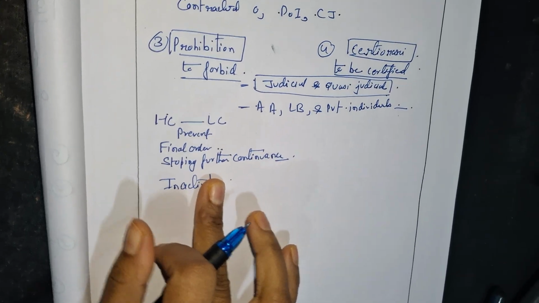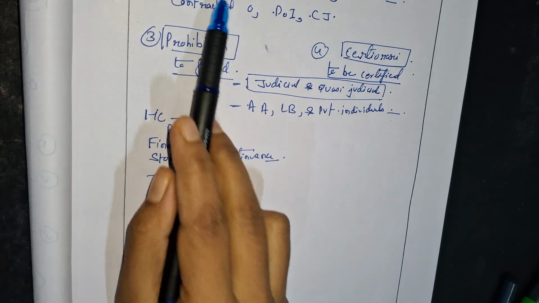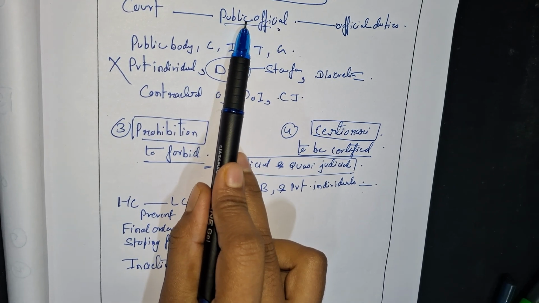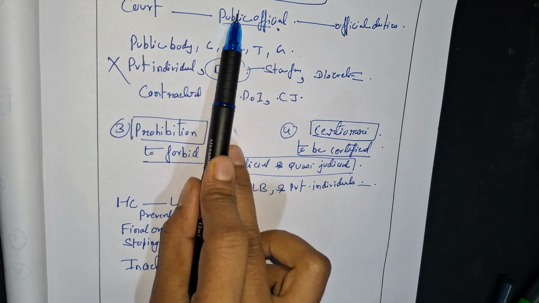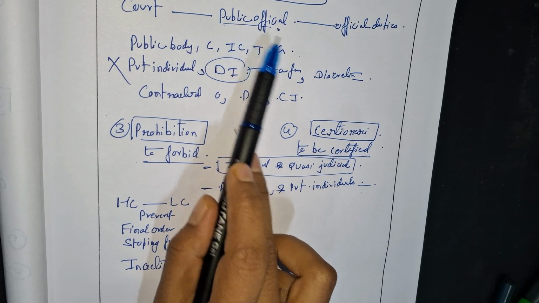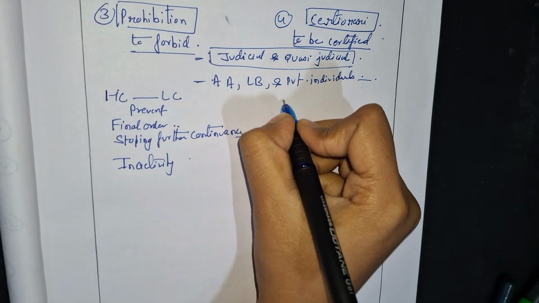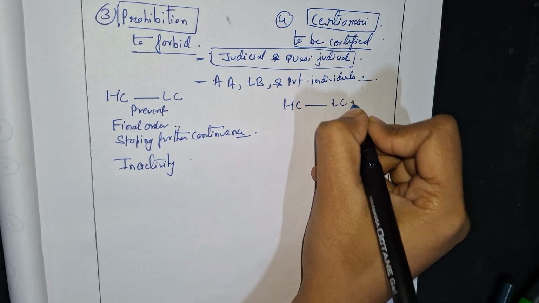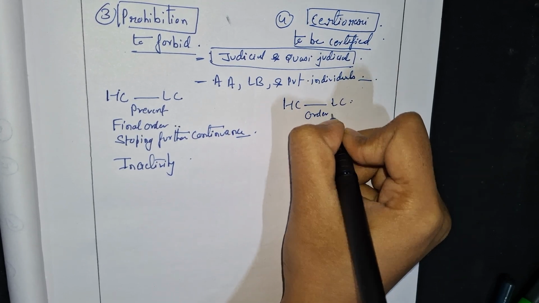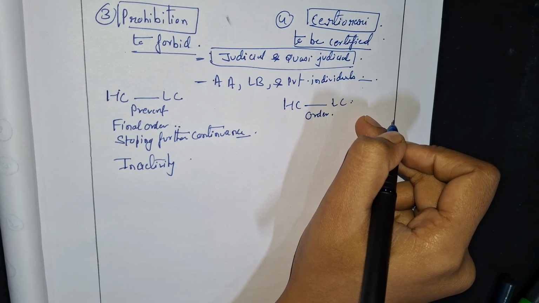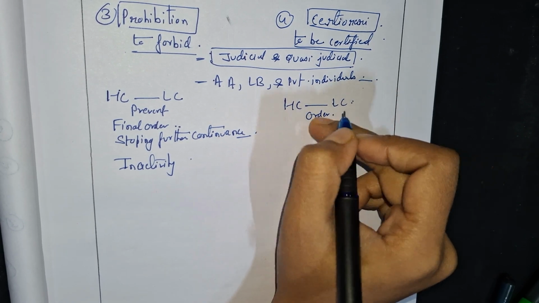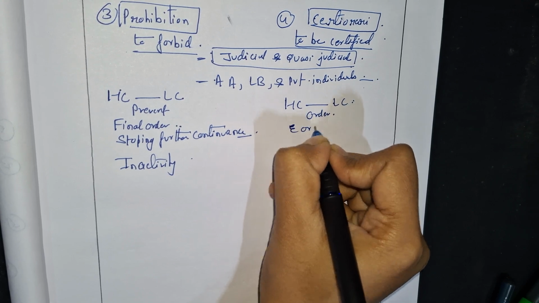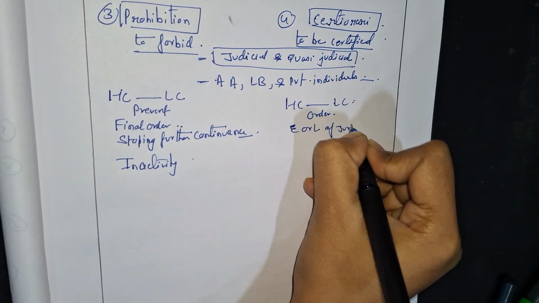Prohibition directs the inactivity and mandamus directs the activity, directs the public official to perform his or her official duties which he or she fails or refuses to perform. In certiorari, a higher court issues to a lower court or a tribunal to quash the order passed by the lower court or tribunal in a case. It is issued on the grounds of excess or lack of jurisdiction.